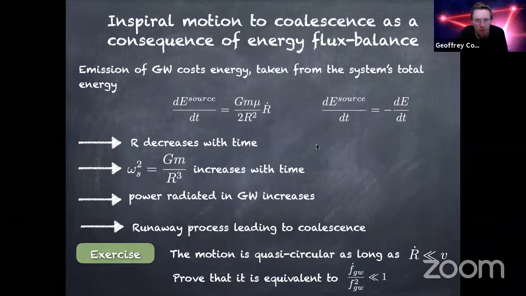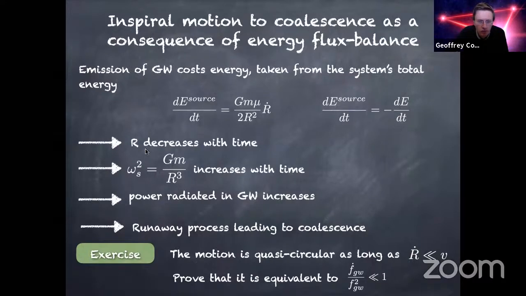So let's now derive the fact that there is inspiral motion, because so far I took that for granted. The emission of gravitational waves costs energy, which is taken from the system's total energy. So this is the formula that was derived earlier. The energy of the source varies in this way, and it's negative because it equals minus the energy radiated in gravitational waves, which is positive. So it means that R is decreasing with time.